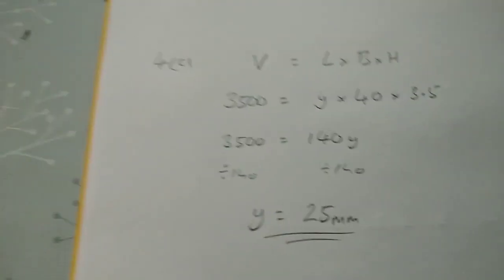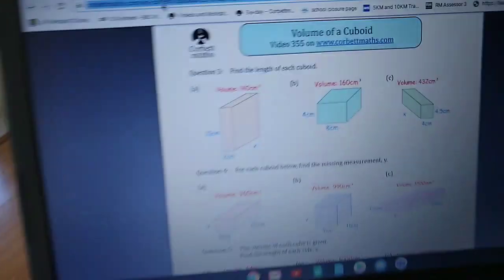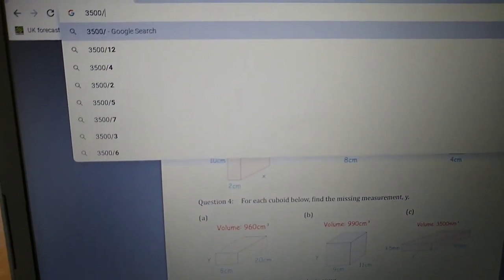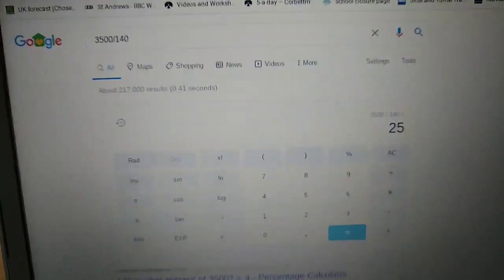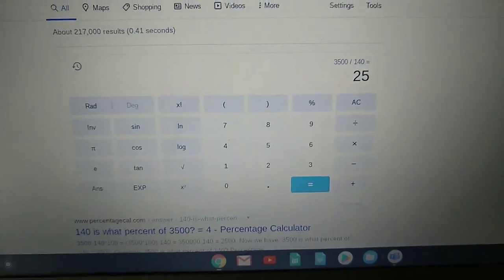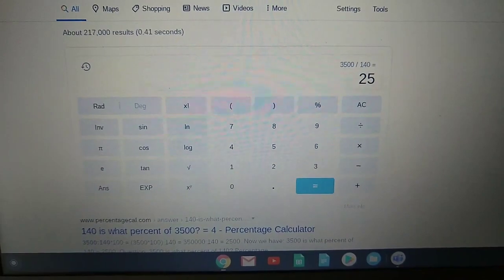Now, if you don't have a calculator, we could have done that on the computer. So for 3,500 divided by 140, let's have a look. 3,500 slash 140. Okay, and then just press return. And it tells us it's 25. It also brings up a calculator for us. So if you don't have a calculator at home, you can use your computer or just a web browser will do it for you. You can even do it on your phone.